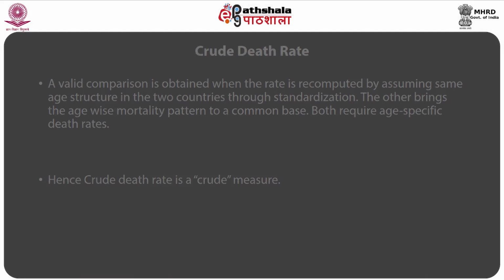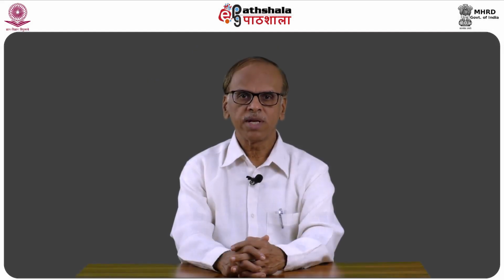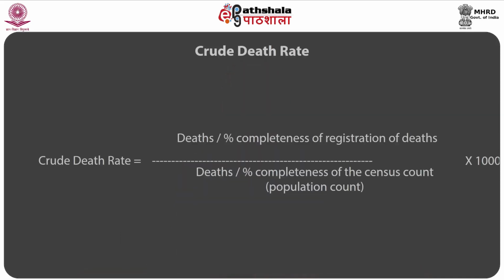Correcting crude death rate on the basis of completeness of registration of deaths. If satisfactory estimates of under-registration of deaths and under-enumeration of population are available, crude death rate may be adjusted according to the formula: CDR equals deaths divided by percentage of completeness of registration of deaths, divided by population divided by percentage of completeness of census count, population count.